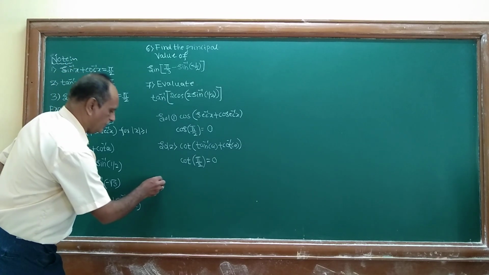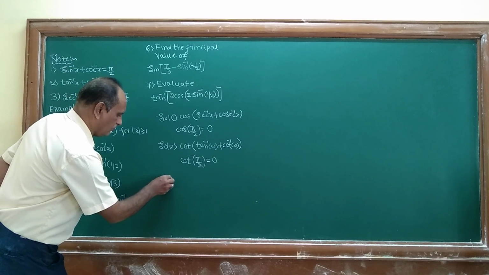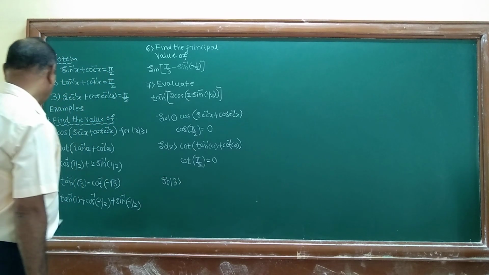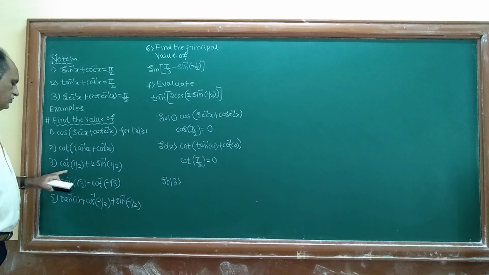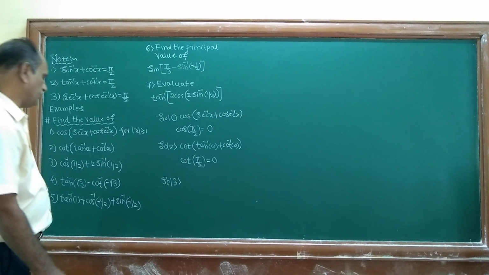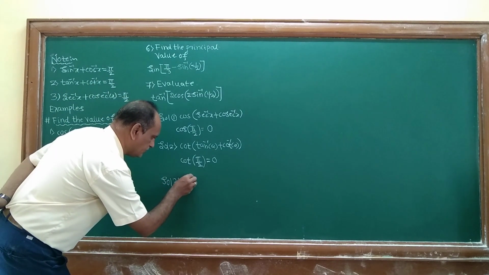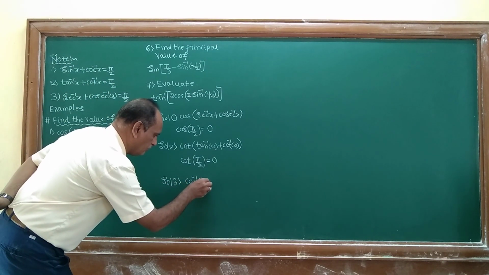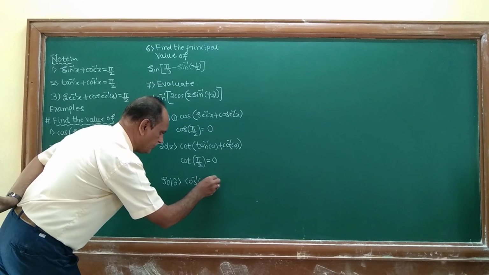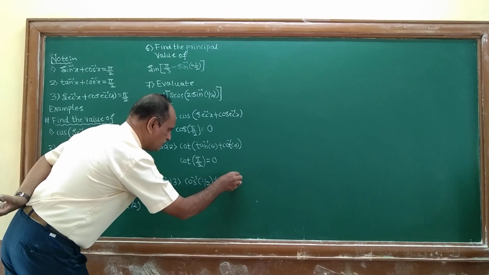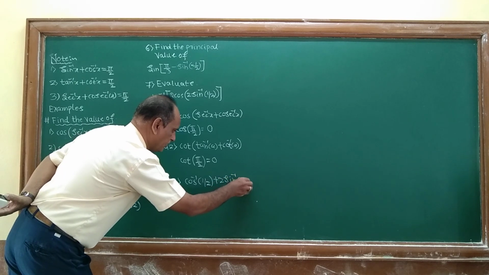Then come to the solution for the third example: cos inverse of 1 by 2 plus 2 into sin inverse of 1 by 2. So the third one is cos inverse of 1 by 2 plus 2 into sin inverse of 1 by 2.